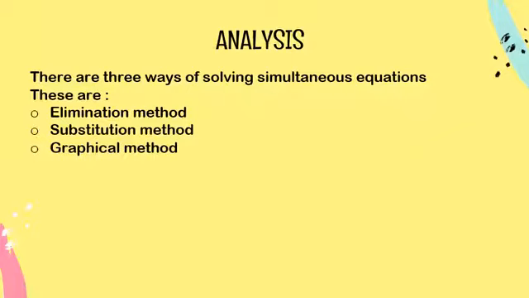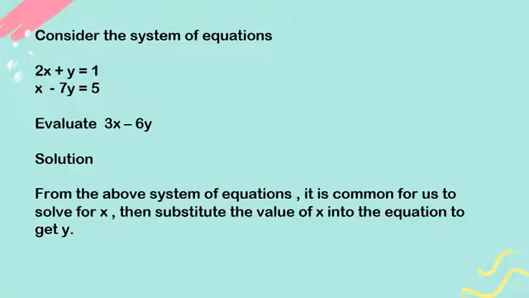Of course, we all know that there are various ways we can solve simultaneous equations. We have the elimination method, the substitution method, the graphical method, and the Gaussian elimination method. Basically, I know you are familiar with these. So assume that you are a student going to write the SAT exam, for instance, and you are given a question like this: consider the system of equations 2x plus y equals 1, x minus 7y equals 5. Evaluate 3x minus 6y. Okay, let's go.